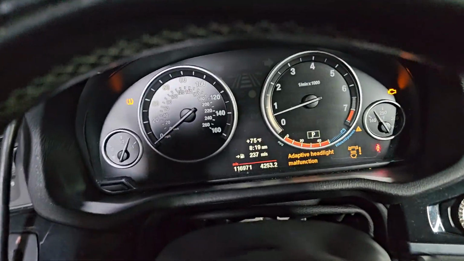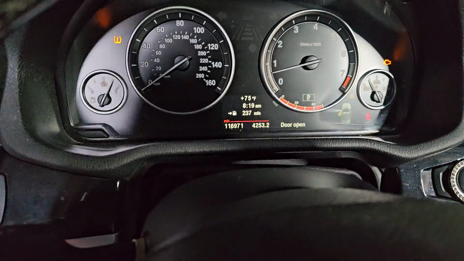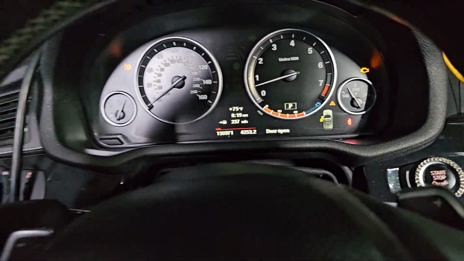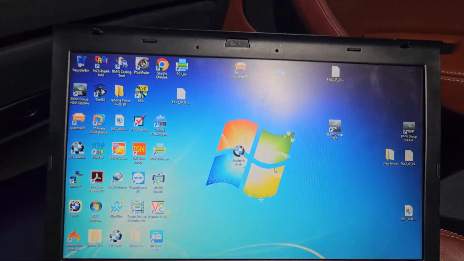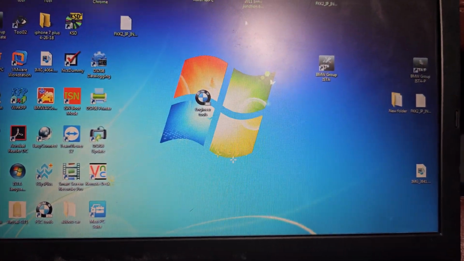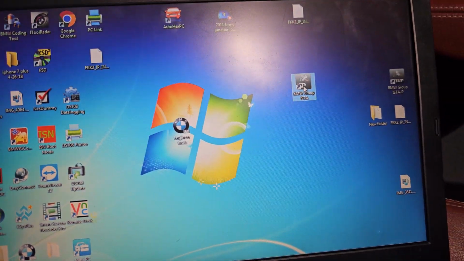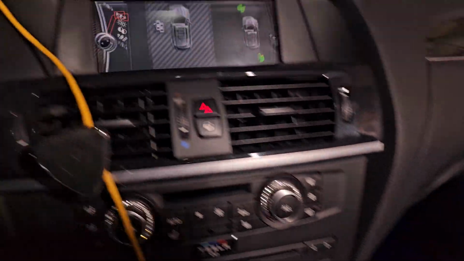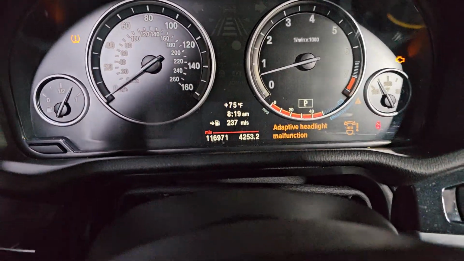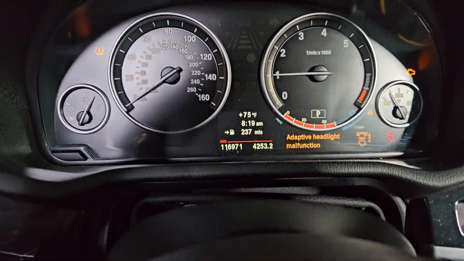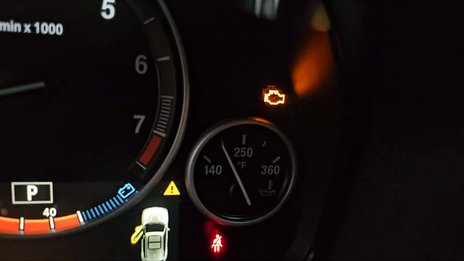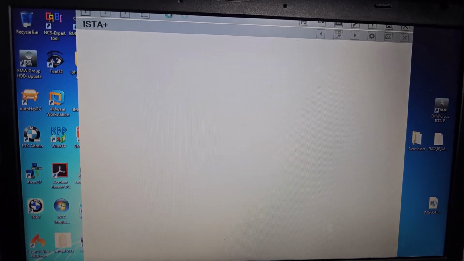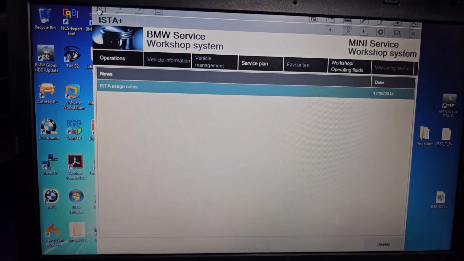X3 2011. Okay, this car here, we have a problem with check engine light come on. We have a code related to something. I am not sure what it is, but I told him that the check engine light is on, no misfire, but we have this code here. All we need to do now is to diagnose this car to see what is the possibility and where we're gonna go.